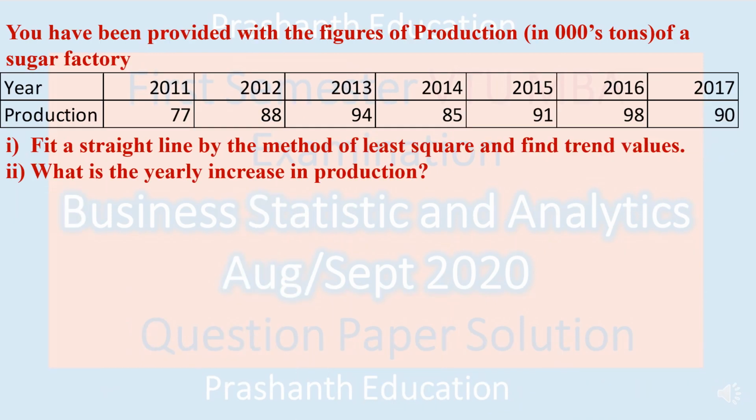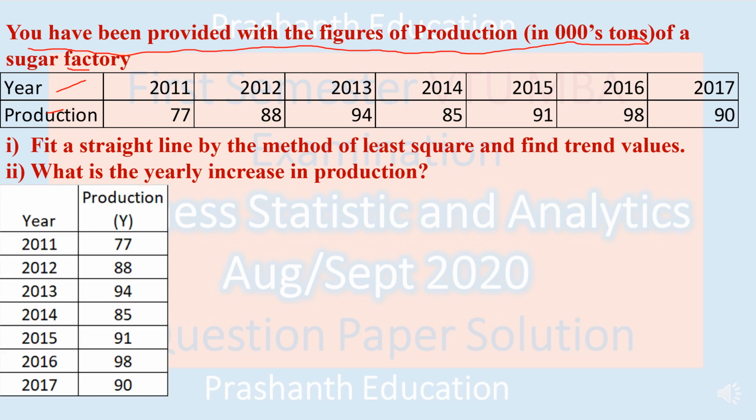Okay, let's look at the next problem. What they're asking: you have been provided with the figures of production in 1000 tons of a sugar factory. They have given year and production. Fit a straight line by the method of least squares and find trend values. What is the yearly increase in production? So they're asking us to fit a straight line, find the trend values, and also tell the yearly increase in production.